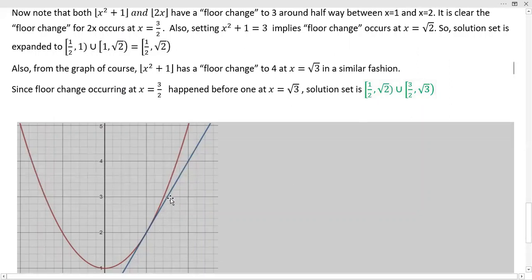But once you get to 3/2, they now have the same floor of 3, all right? And that continues all the way up to these points right here, namely √3, as far as the x-axis goes. So now you see, we're done. I mean, we're finished with the problem just based on the graphical information. Now, perhaps I talked too much.